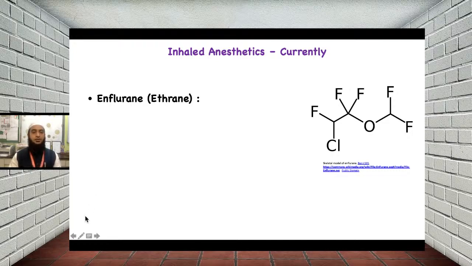If you see the structure of enflurane, it consists of 5 fluorine atoms and 1 chlorine atom. So again it is a halogenated general anesthetic, and you can see it ends with the suffix ane. I mentioned that in the last lecture. Most of the general anesthetics which are halogenated in nature end with the suffix ane. So enflurane, since it is halogenated, ends with the suffix ane.